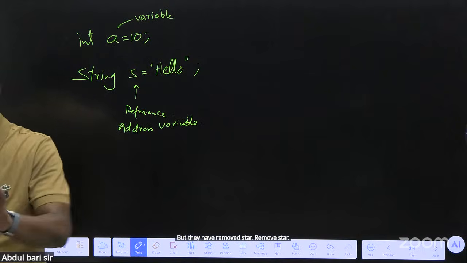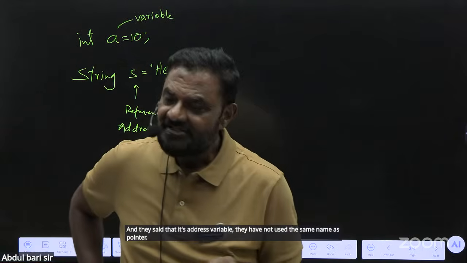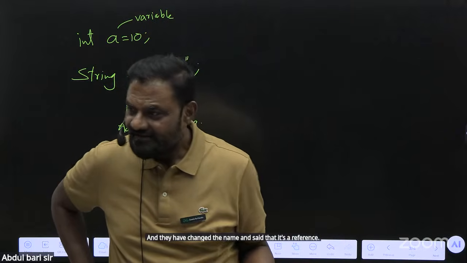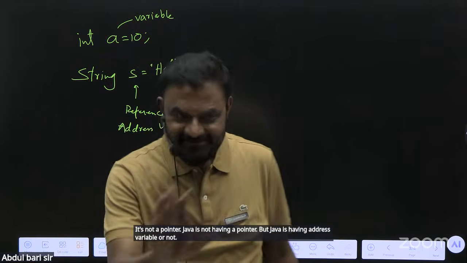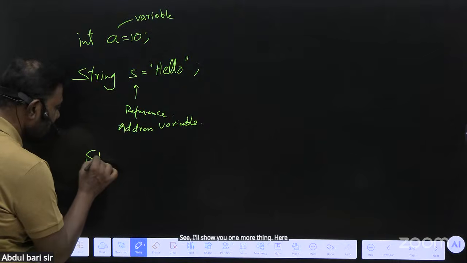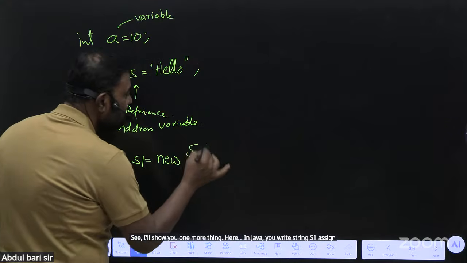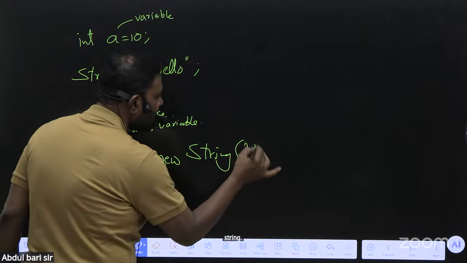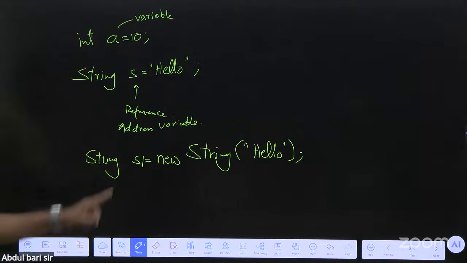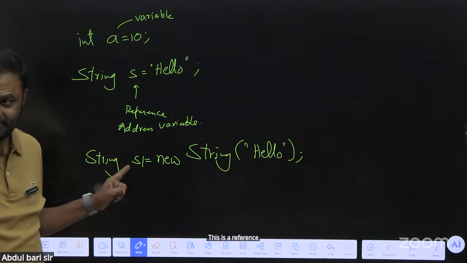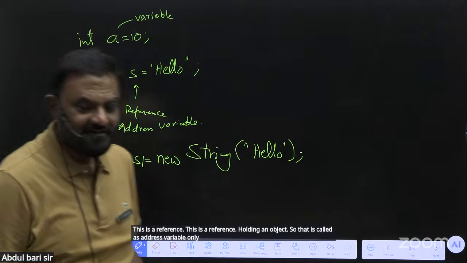And they said it's an address variable, but they have not used the same name pointer. They changed the name and said it's a reference, not a pointer. Java is not having a pointer, but is Java having an address variable or not? See, I'll show you one more thing. Here in Java, you write String s1 = new String("hello"). This is a reference holding an object. So that is called an address variable only.